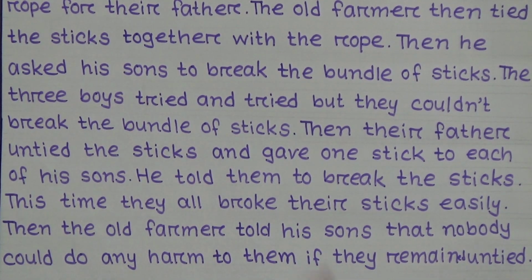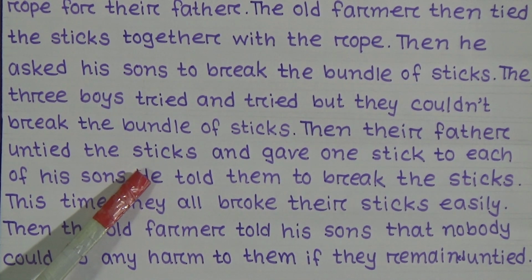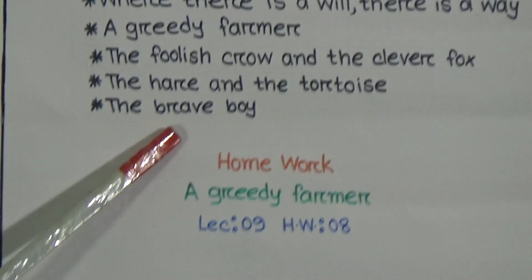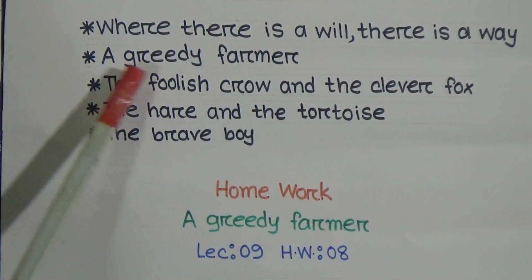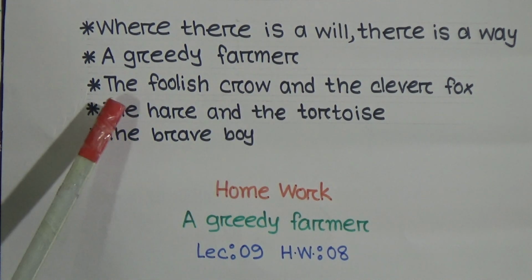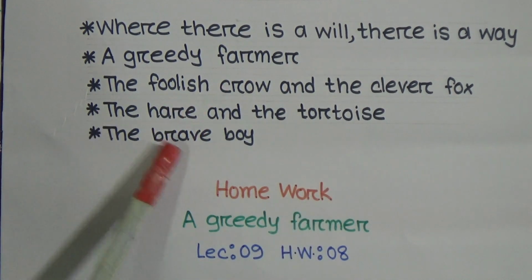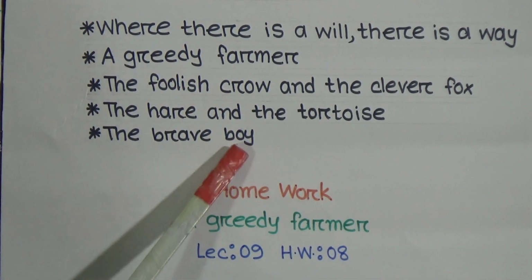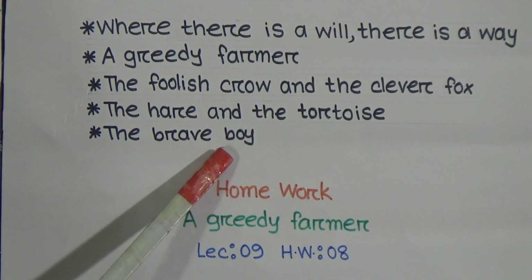So students, I hope you can understand how you have to answer, how you have to complete the story. This is called story writing or completing a story. Now students, look, I have given some extra stories. First one is where there is a will, there is a way. Second one, a greedy farmer. Third one, the foolish crow and the clever fox. The hare and the tortoise, the brave boy. Students, you have to learn these also. If you learn these, it will be helpful for you to complete the story.